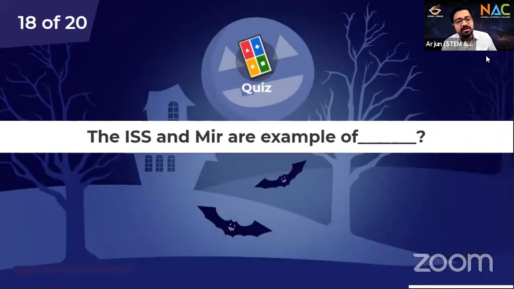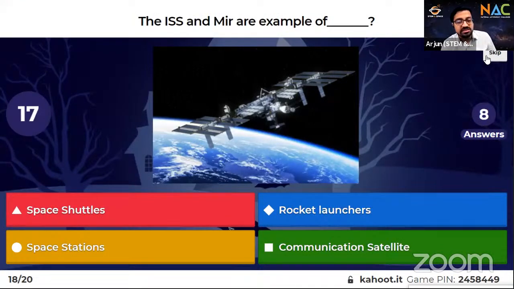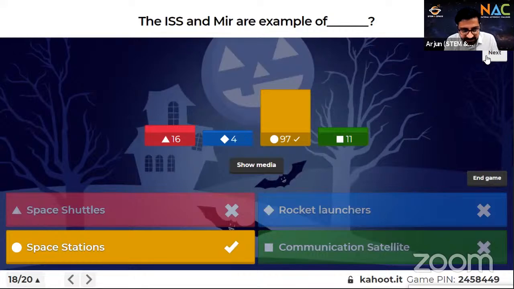Question number 18. The ISS and Mir are examples of space shuttle, rocket launchers, space stations, or communication satellite? ISS and Mir, they are examples of which? Yes, they are space stations.